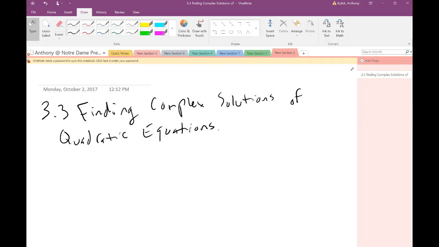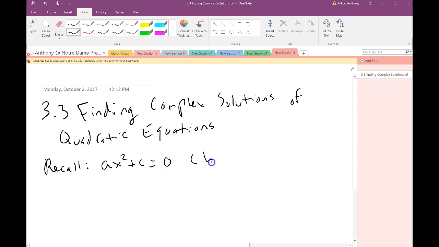This is lesson 3.3 about finding complex solutions of quadratic equations. If you recall in our previous lesson, we talked about solving things of the form ax squared plus c equal to 0, basically where the b value is 0. Today we're going to generalize and talk about solving things of the form ax squared plus bx plus c equal to 0.